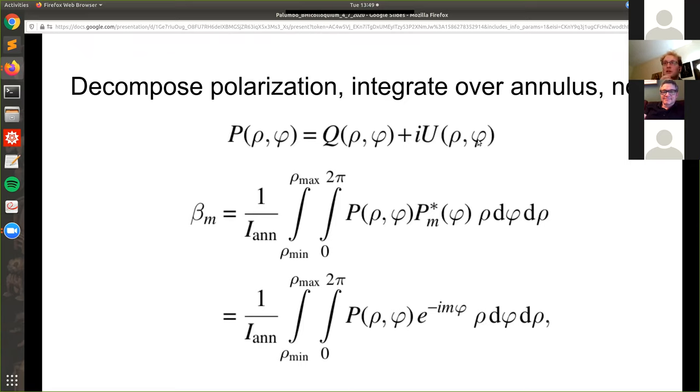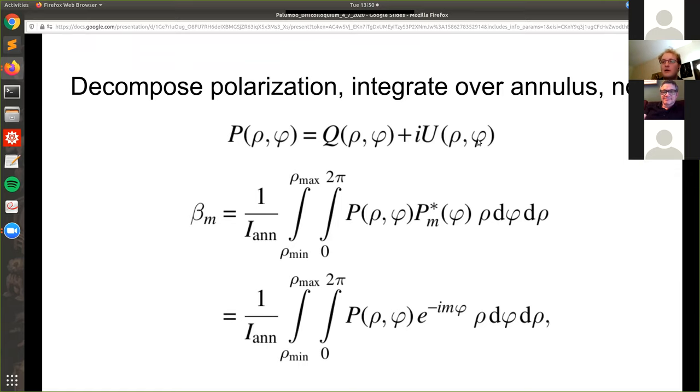Various algorithms can do nasty things at near zero. So maybe you want to set an annulus. We want to leave that in the formalism. And then integrate over this annulus and normalize by the total Stokes I flux, so the total intensity in that annulus. It might be more intuitive to think about it as a radial average of a Fourier transform with respect to azimuth, that we're essentially demanding be radially coherent as well by taking this average over radius.